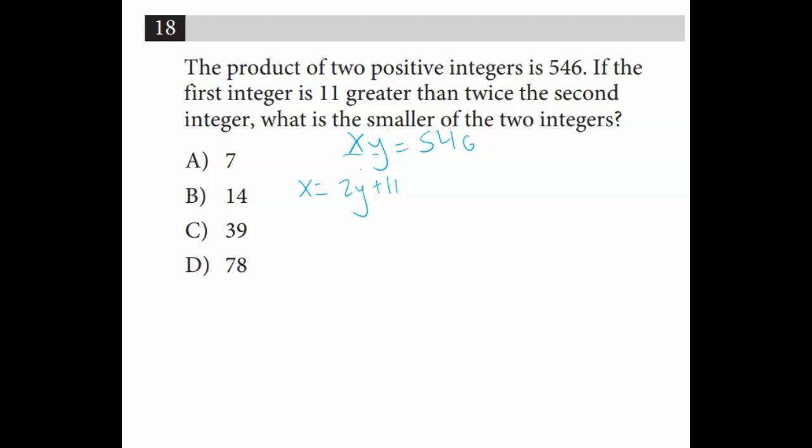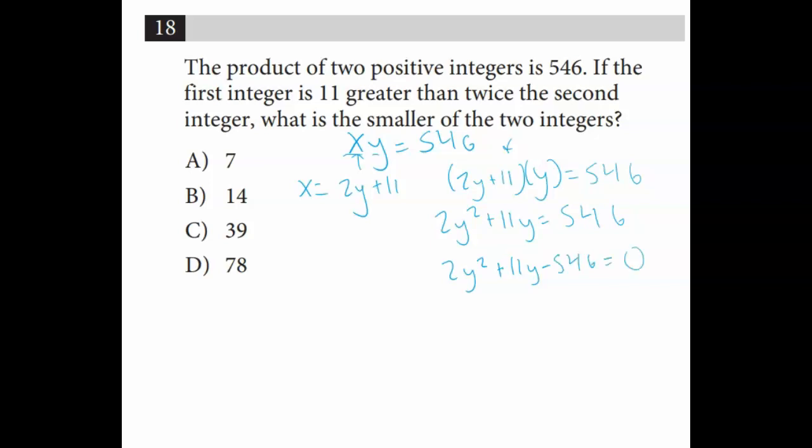Well, now we know what x equals in terms of y, so we can probably plug that in. We can redraw it over here as 2y plus 11 times y equals 546, because this is where x used to be. So if we distribute that, we get 2y squared plus 11y equals 546. And it looks like they're setting it up to be an equation. So let's go ahead and move that 546 over and do 2y squared plus 11y minus 546 equals 0.